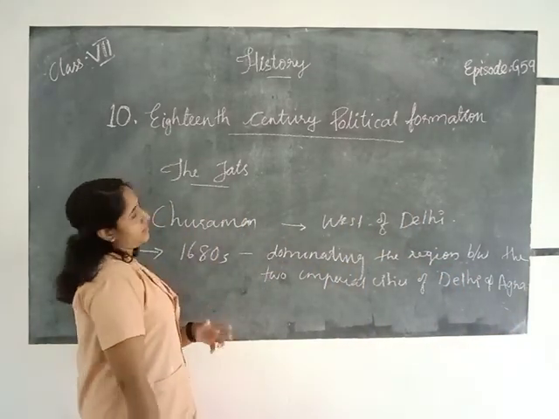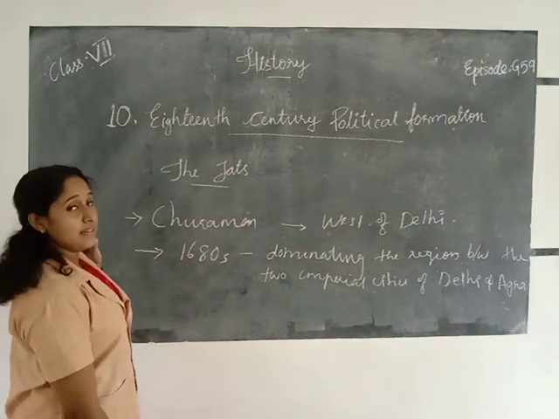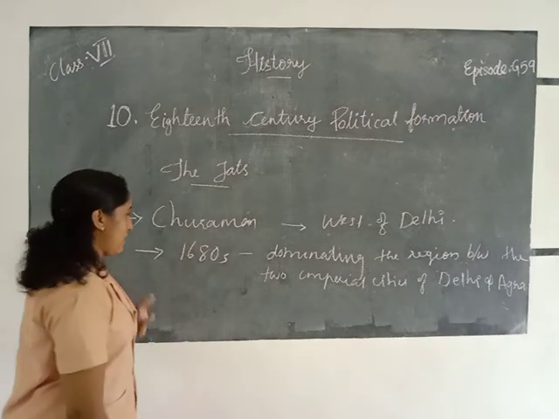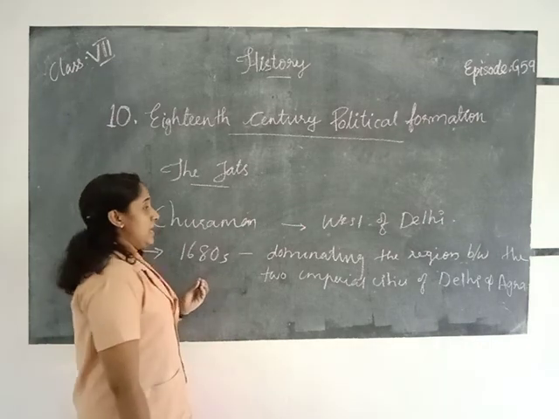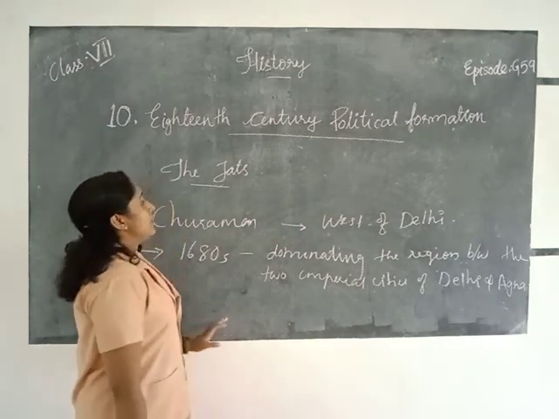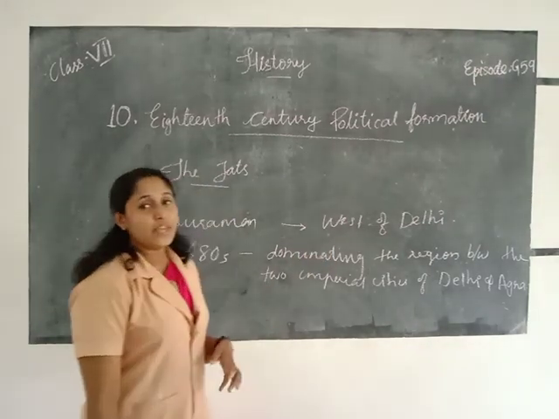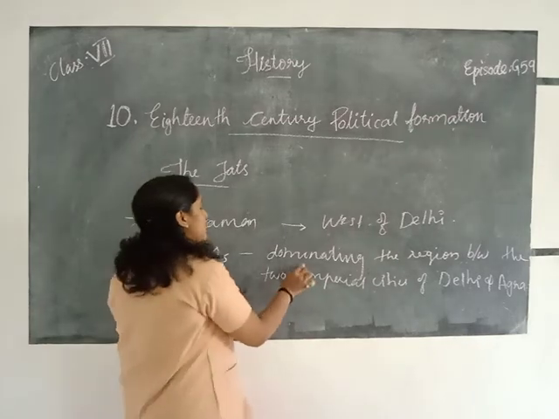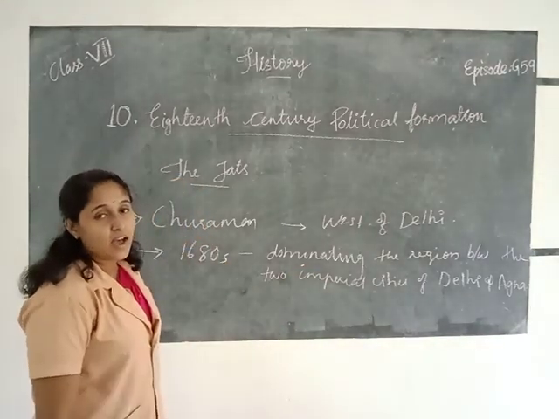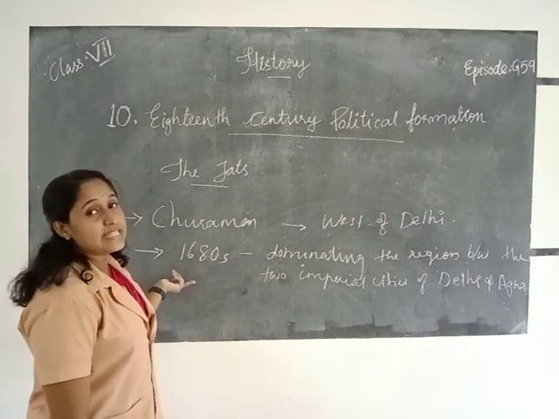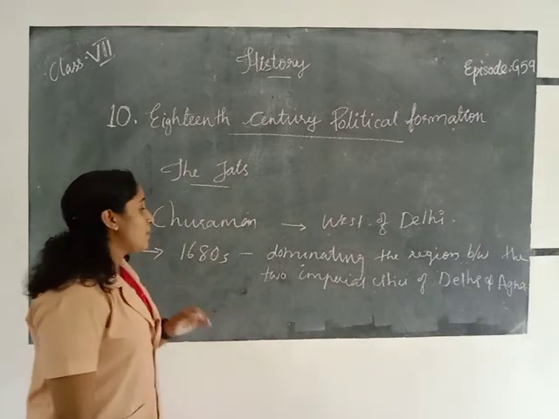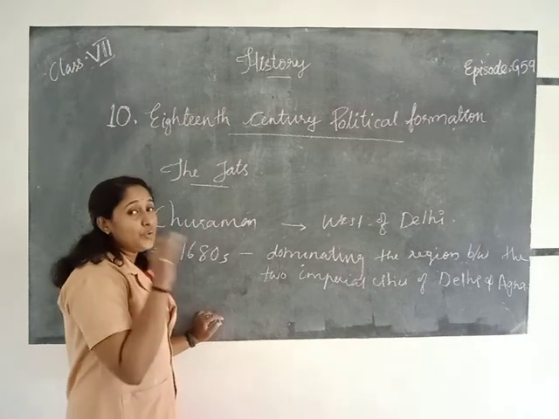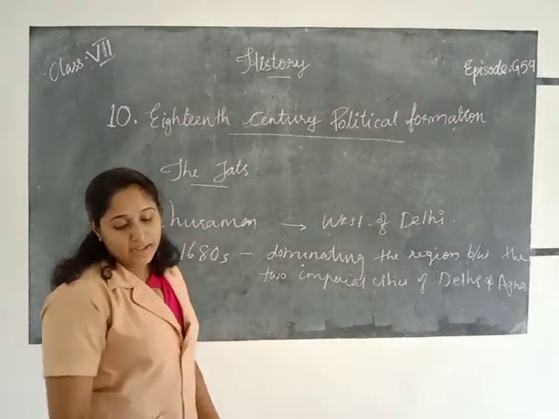The Jats are another new state that emerged in the 18th century, after the decline of the Mughal Empire. Under the rulership of Churaman, the Jats became a more powerful state in the west of Delhi. They also spread their region over most of the part west of Delhi, and in the 1680s, the Jats were dominating the region between the two imperial cities of Delhi and Agra. Which year? In the 1680s. Who dominated? The Jats.